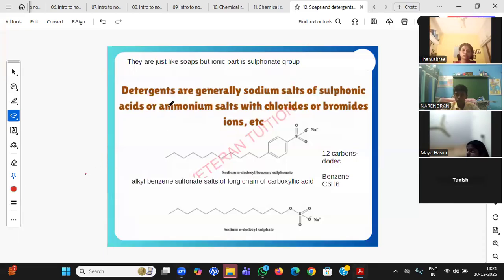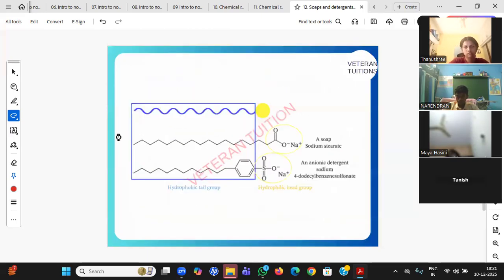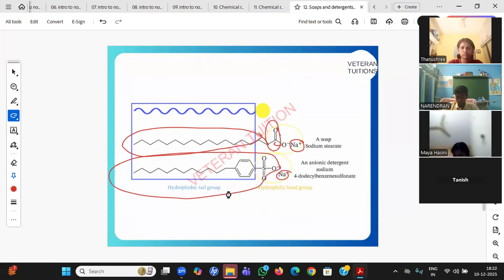Okay, what are detergents? Please remember, detergents are generally sodium salts, same as soaps up to here, but they are sodium salts of sulfonic acid. So please write up to here: detergents are sodium salts of sulfonic acid. There are many definitions, so at least write up to here. You can look here: soap is sodium salt of a long chain carboxylic acid, detergent is sodium salt of sulfonic acid.